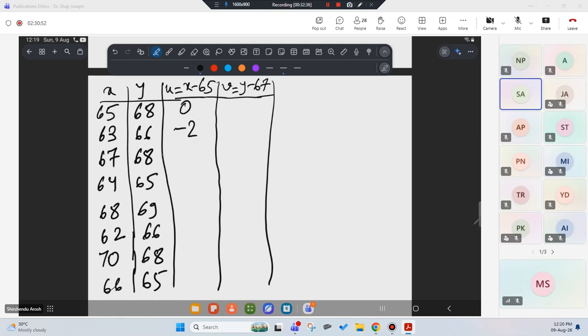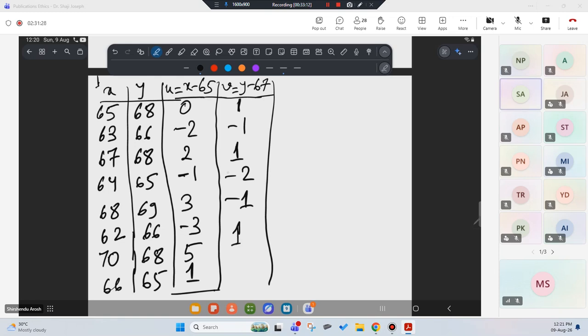Minus 2, this is 2. So the first column minus 65 I'm doing here. 2, this is minus 1, 3, minus 3, 5, and 1. Okay. This is my new variable u. Next, the new variable v should be 1, minus 1, 1, minus 2, minus 1, 1, 2, 5, 6, 1, minus 1, 1, minus 2. The 2 should be there.